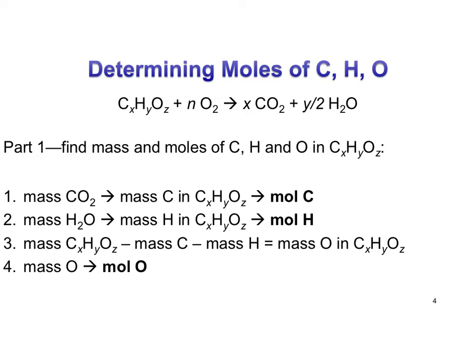Part 1 in the determination of the empirical formula of the organic sample is to determine the mass and number of moles of carbon, determine the mass and number of moles of hydrogen, and finally to determine the mass of oxygen and, if present, the number of moles of oxygen. To determine if there is any oxygen, subtract the masses of carbon and hydrogen from the mass of the original sample. If that number is 0 or close to 0, such as 0.01, then there is no oxygen present.